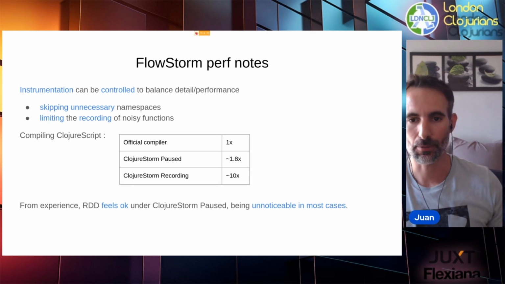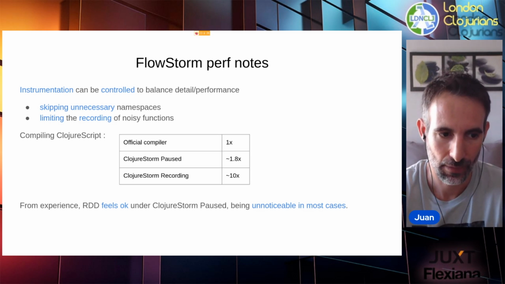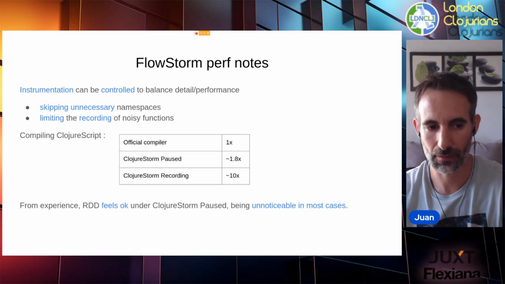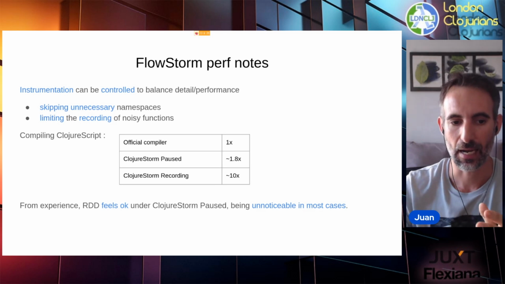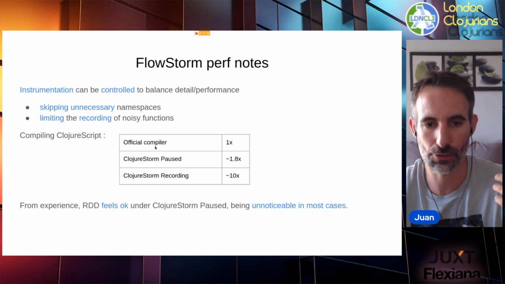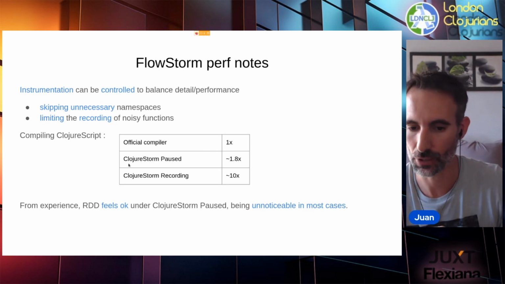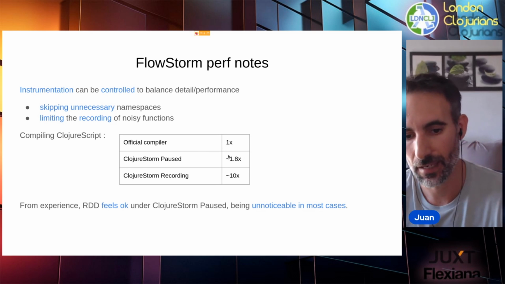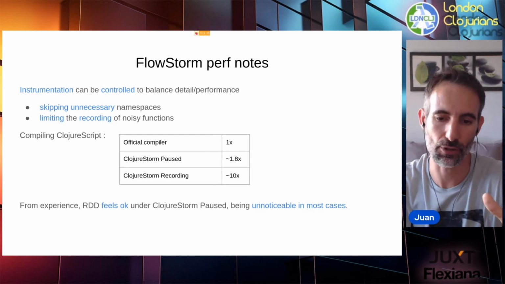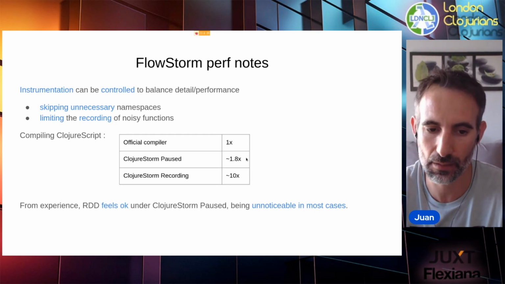Now, the performance of the instrumented code depends quite a lot on the code itself. But for example, I have measured the ClojureScript compiler instrumentation. If the official ClojureScript compiler runs at 1x, then if you have it instrumented but you are not recording anything, it runs at about 1.8x. This is because we are not recording most of the time, so it's a little bit slower, but in practice it's not much.